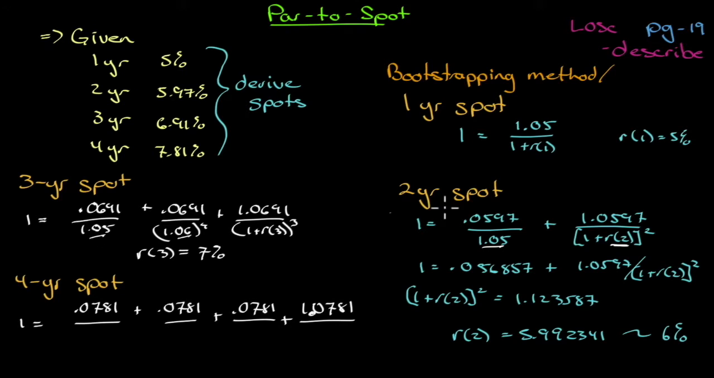My 1 year spot, R1, is 5. My 2 year was 6, 1.06 squared. My 3 year was 7, 1.07 to the 3. And this will be 1 plus R4, of course, to the 4. And you solve for R4. R4 will equal 8%.